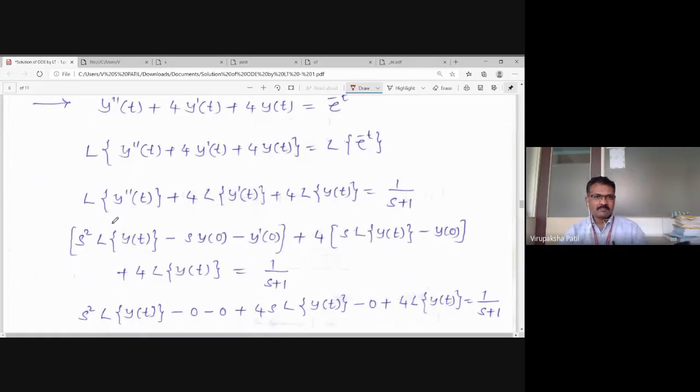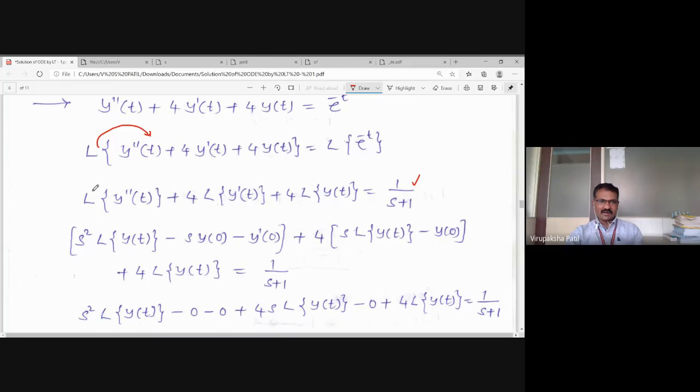Therefore, L of y double dash of t plus 4 into L of y dash of t plus 4 into L of y of t. Because the Laplace operator is a linear operator, we can operate it term by term. This is equal to, you already know the Laplace transform of e raised to minus t is 1 divided by s plus 1. You can write it in this format.